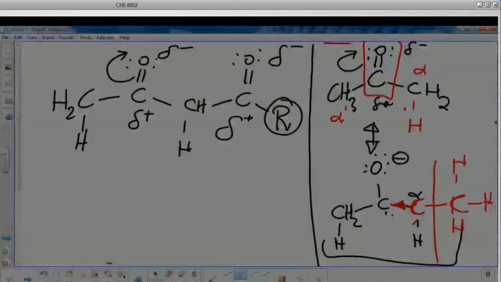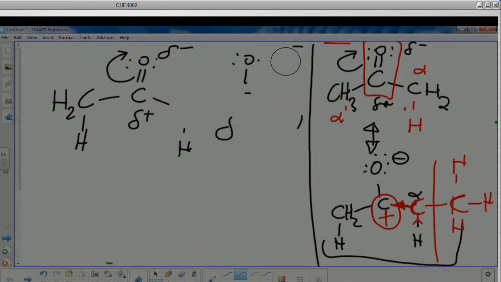This effect stops at alpha. As we go further, this carbon is far away from the electron pull of this one. It's far away from this electron pull. So this stops at hydrogen, not on carbon. So only the alpha hydrogen strongly feels the electron withdrawing effect of the carbonyl carbon. That's why we're saying the carbonyl carbons are... I'll come back to this example.